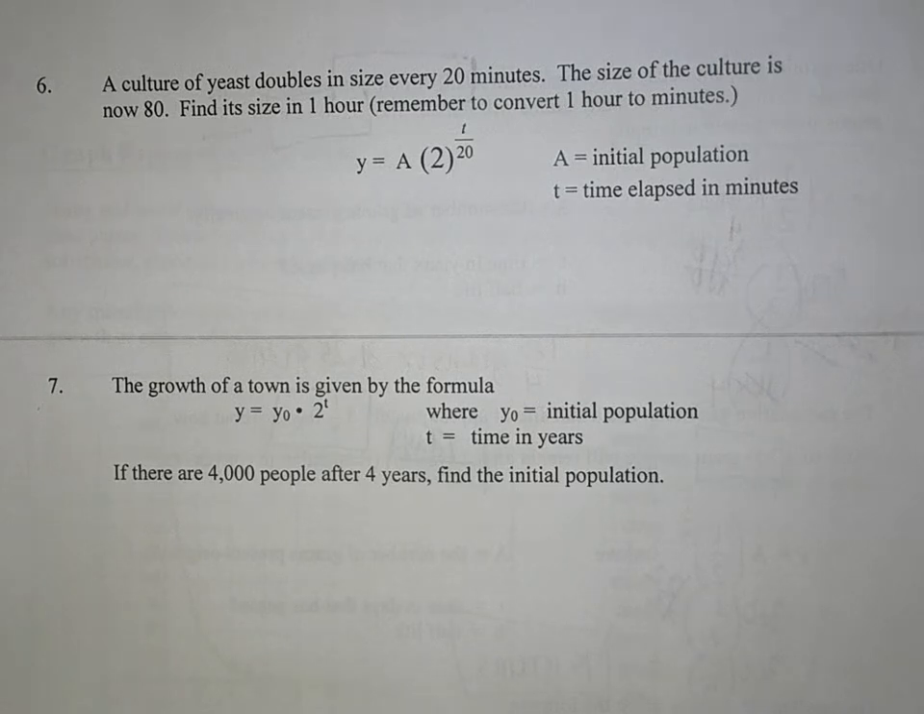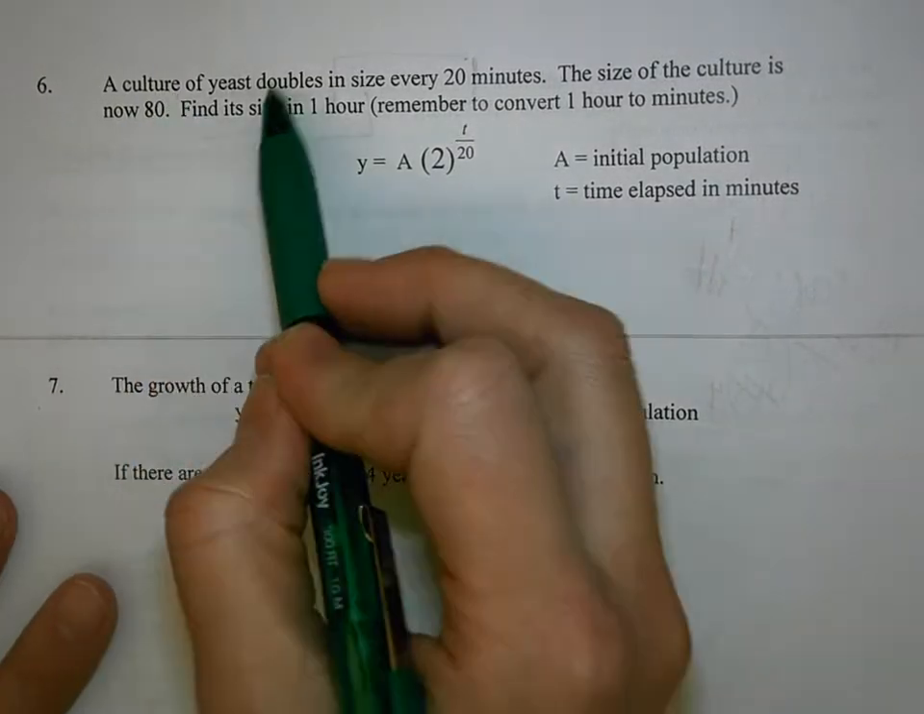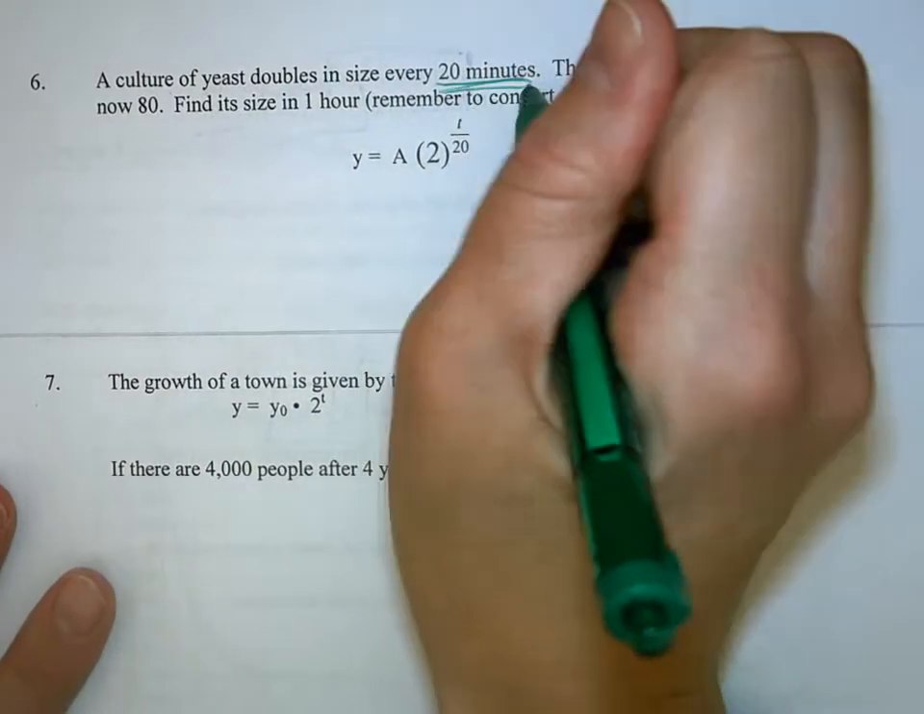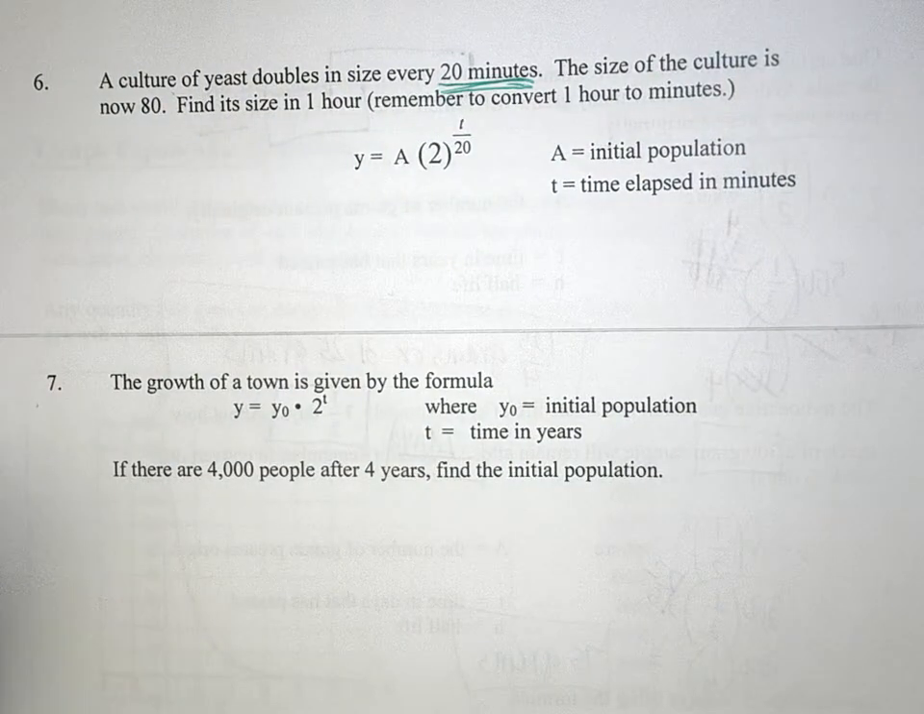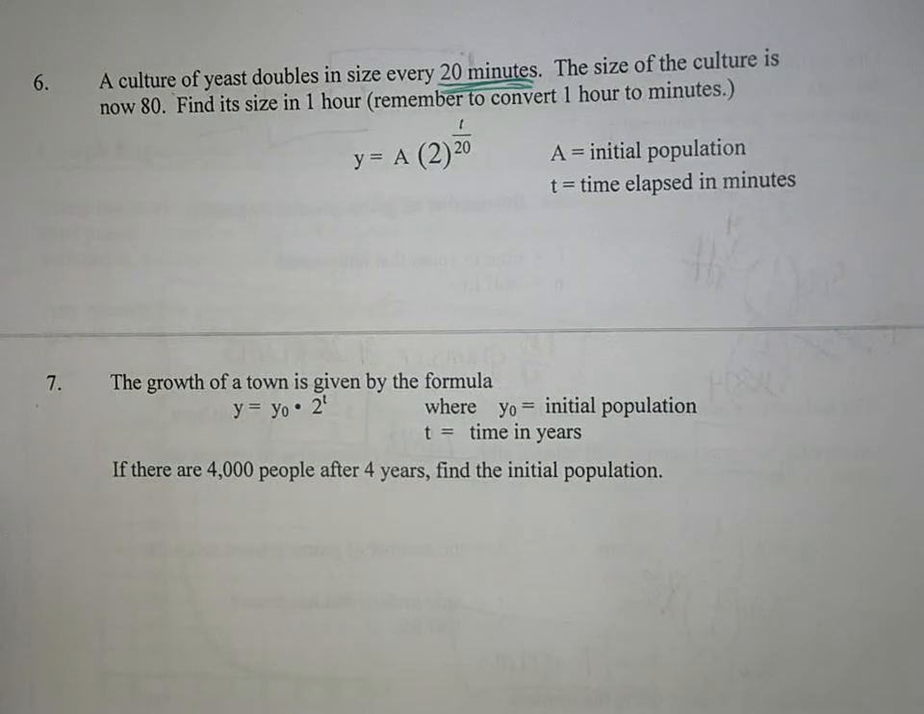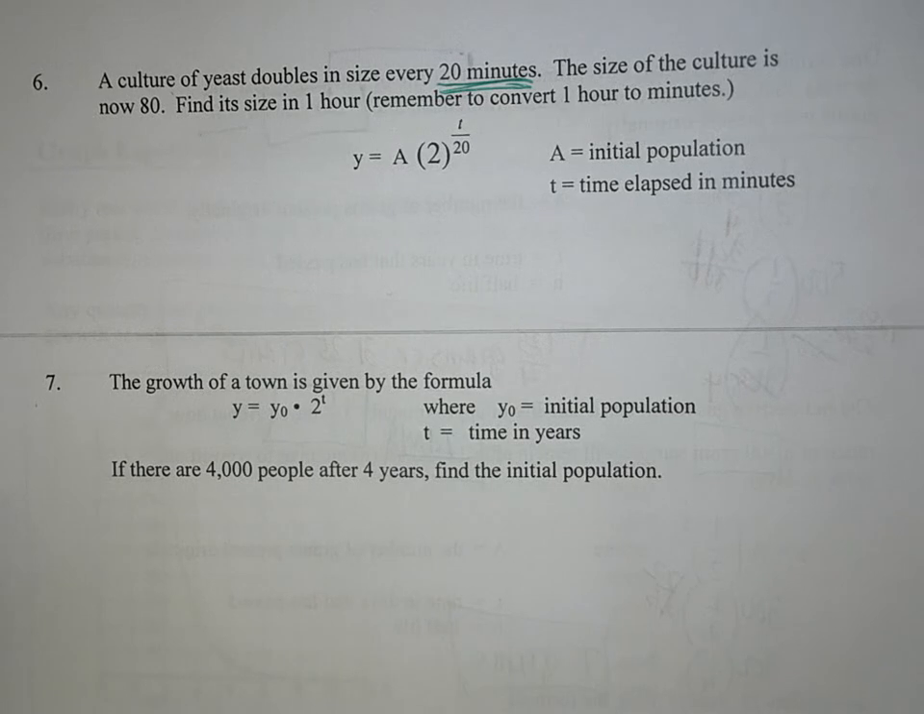Okay, so the correct answer should have been 640 units. How many of you got it correct? Okay, so most of you got it right. A few of you are still working. Okay, so a culture of yeast doubles in size every 20 minutes. So is this a growth or decay? Growth, because it's doubling. It's getting bigger, right? So make sure your answers match what the question is saying.